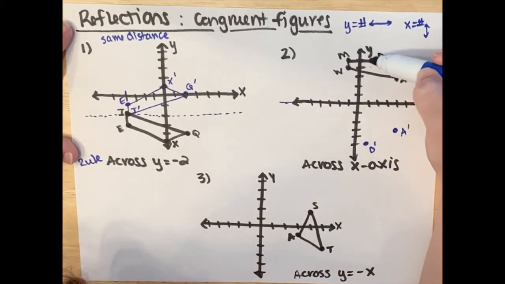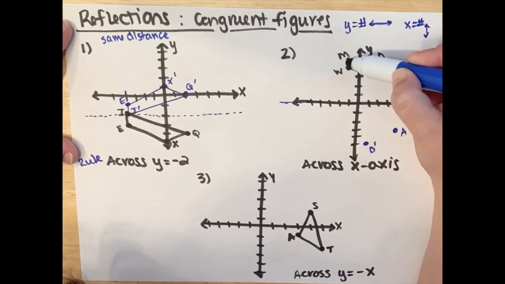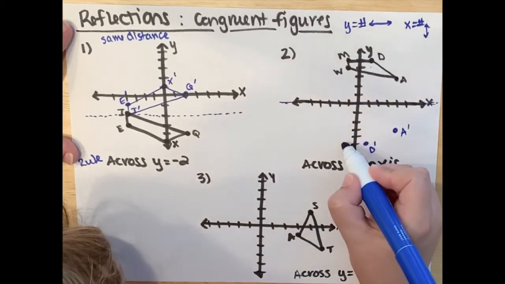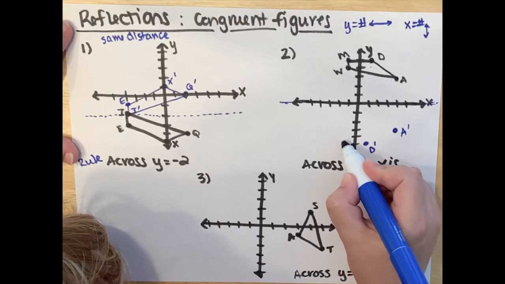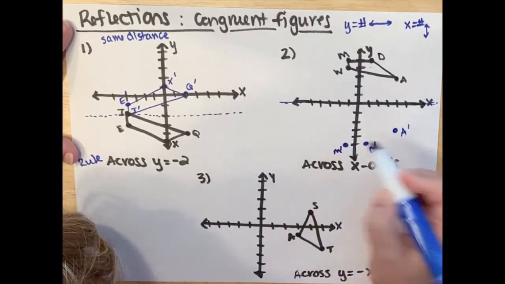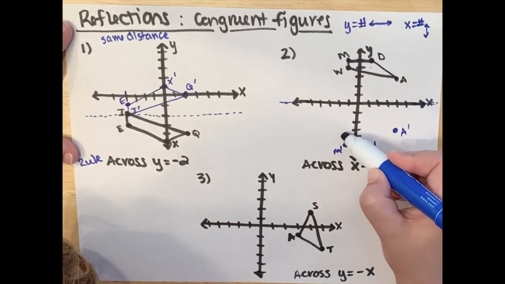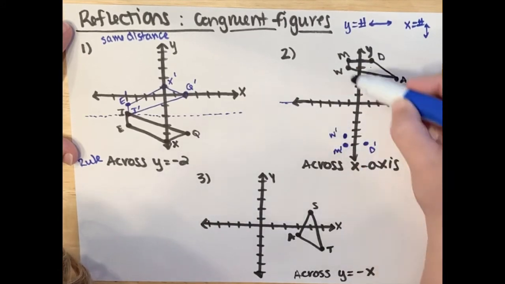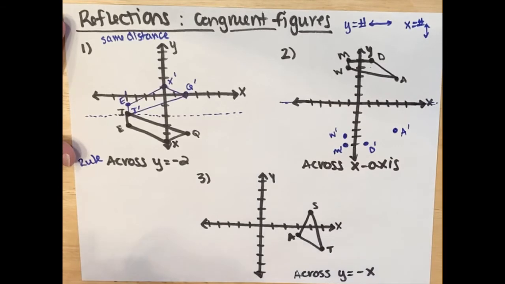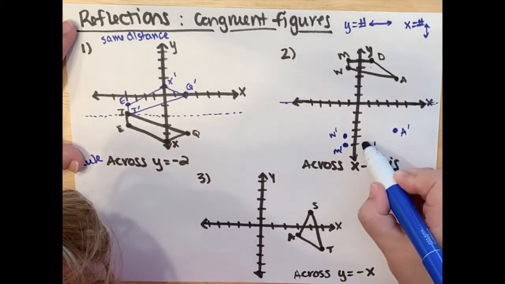M is the same distance as D, it's 5 away, so let's go 5 the other direction down here. M prime. And W is only 1 away from the axis, so just to make my life a little easier, I'm just going to do that, because it's right above and below it, I'll get the same thing. Let's go ahead and connect them.